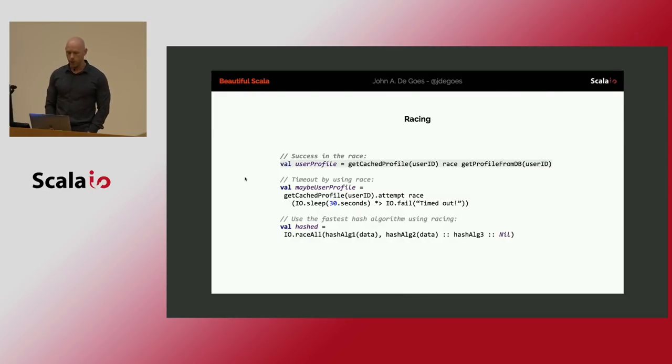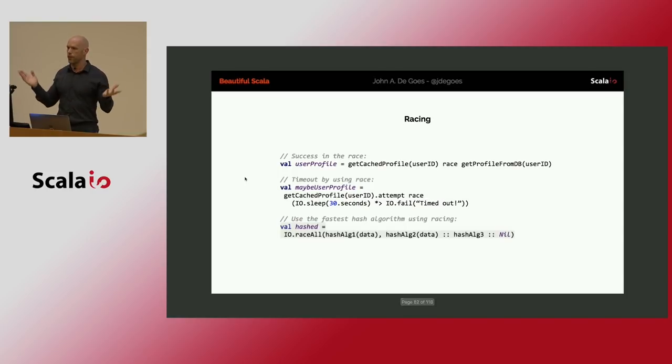ZIO has a primitive called race, which lets you take two IO actions and race them and get back the winner. And it really is that simple. You just call, here's your one IO, your other IO, you call race. In fact, you can even use race. You can attempt some action and race that with another one, which merely waits 30 seconds and fails in order to implement timeout. So these primitives are compositional.